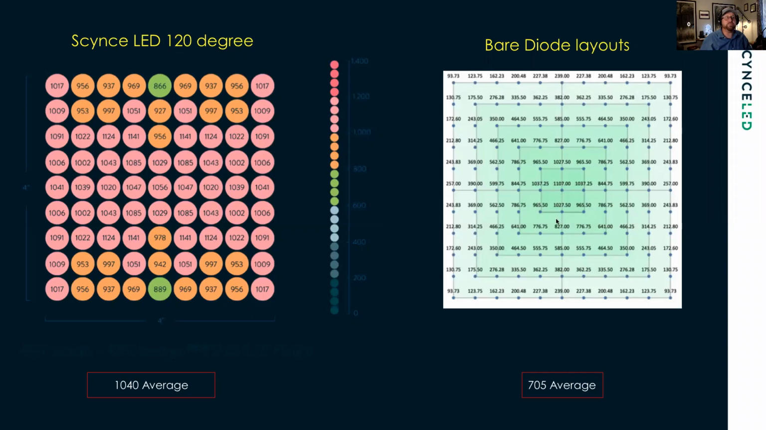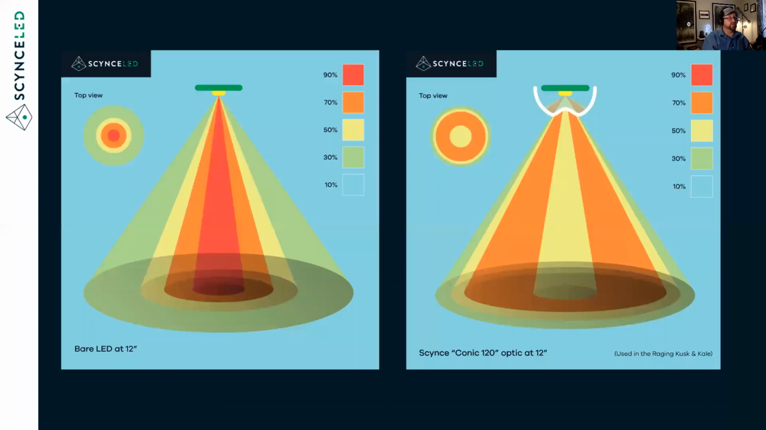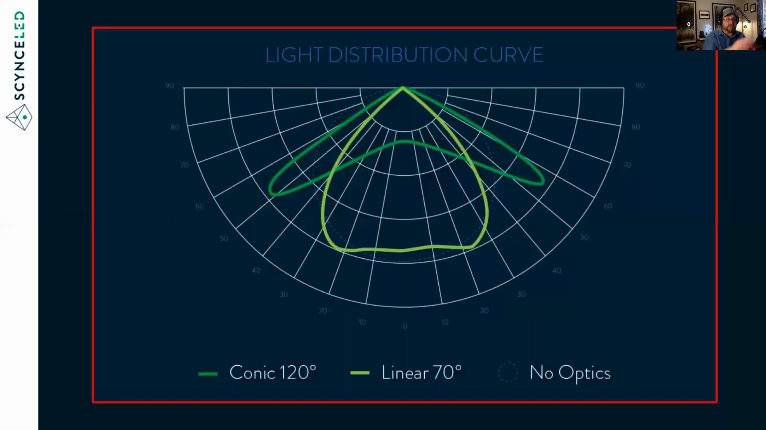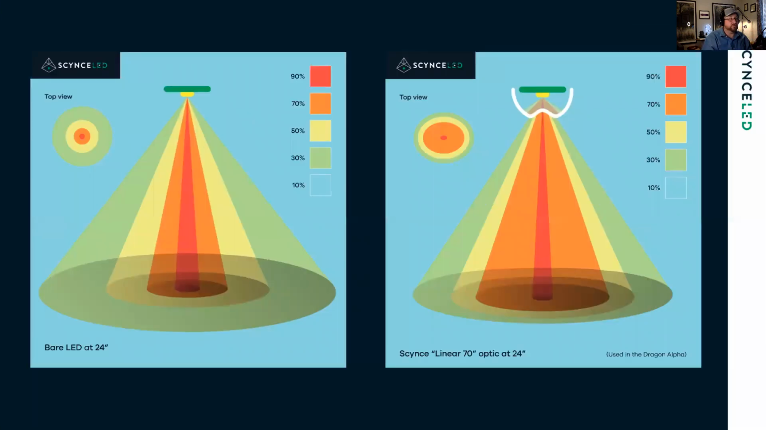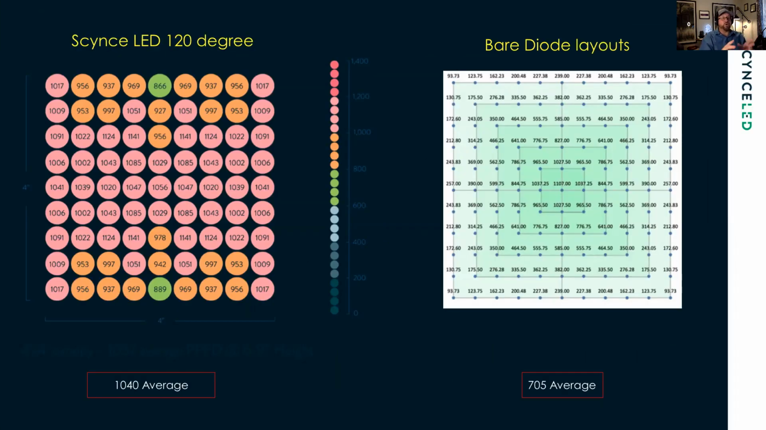When you're in the middle of this bare diode layout, you have 1100 PPFD right in the center there. By the time you get out to the edge of that light, you're at 257. Okay, so if we go back to what we were looking at here, that's that distribution curve. You get that throw, or it's just going to lessen the further away you get from directly under that light source. The less light's impacting the plane.